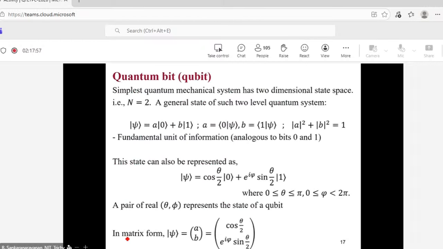A qubit or quantum bit is the simplest quantum mechanical system. Why simplest? Because the associated Hilbert space or state space is two-dimensional. Okay. If the dimension of the Hilbert space is 2, we say that the quantum mechanical system is the simplest quantum mechanical system that can be thought of as a qubit. So the capital N is equal to 2. A general state of such a two-level system, a single qubit or two-level system.